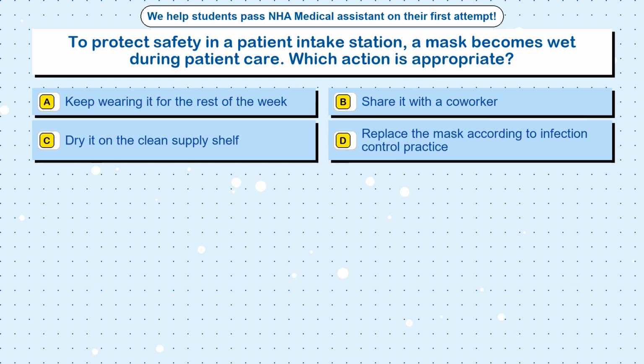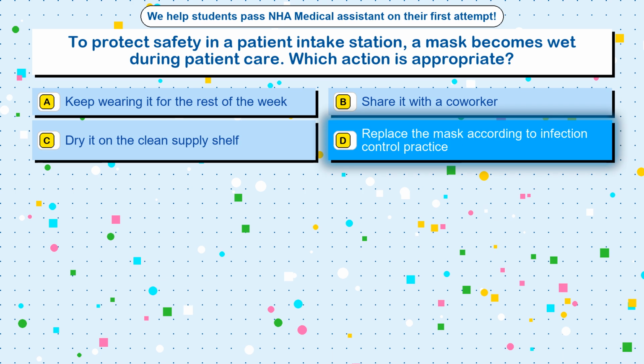Question 83. To protect safety in a patient intake station, a mask becomes wet during patient care. Which action is appropriate? Option A. Keep wearing it for the rest of the week. Option B. Share it with a coworker. Option C. Dry it on the clean supply shelf. Option D. Replace the mask according to infection control practice. The correct answer is option D.